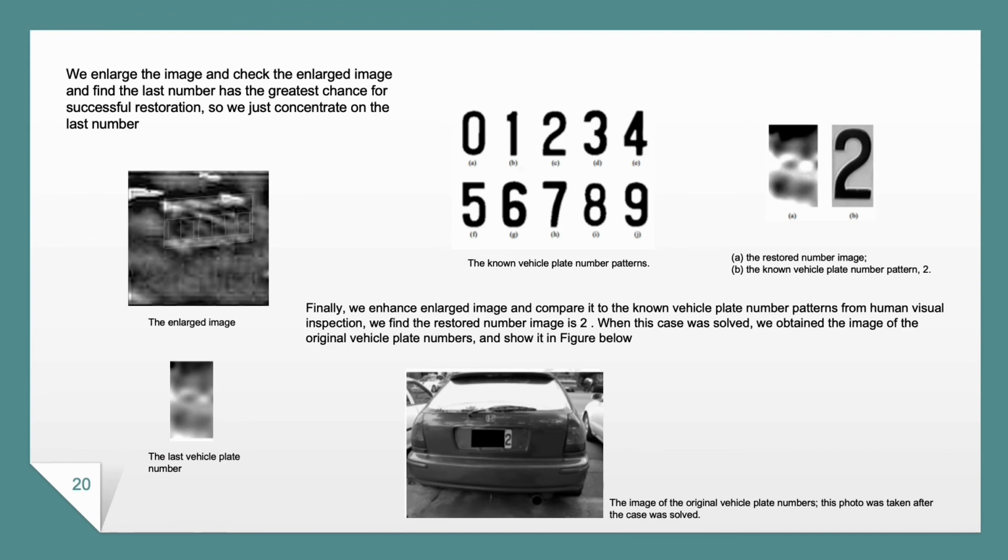So here's the process of how we find the plate number of the car. We enlarge the image and check the enlarged image and find the last number, as the last number has the greatest chance for successful restoration. So we just concentrate on the last number. As we can see, when we enlarge the image, we see the last number of the vehicle plate as 2. After that we run the algorithm, and by this we restore the other part of the plate and we get to know the car number plate.